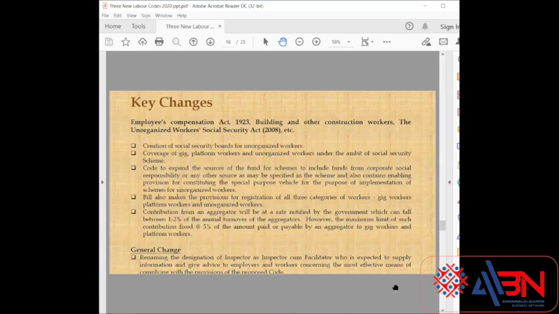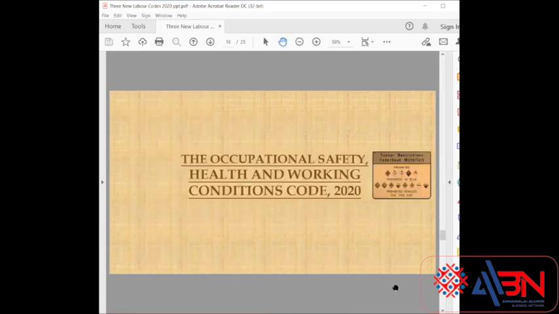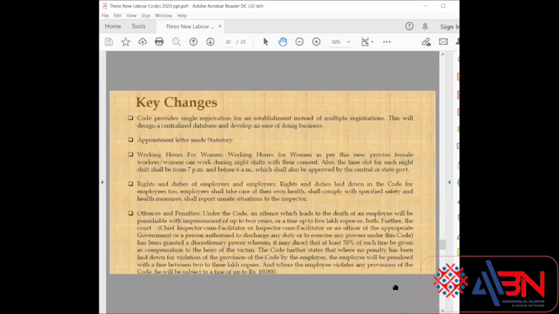Now, I'll go to the Occupational Safety, Health and Working Conditions Code. In this, a single registration was a major concern. Now the code provides for a single registration of an establishment. So once you have a registration, that will be considered across. You don't have to have multiple registrations, as there will be a centralized database, and that will help in the ease of doing business.